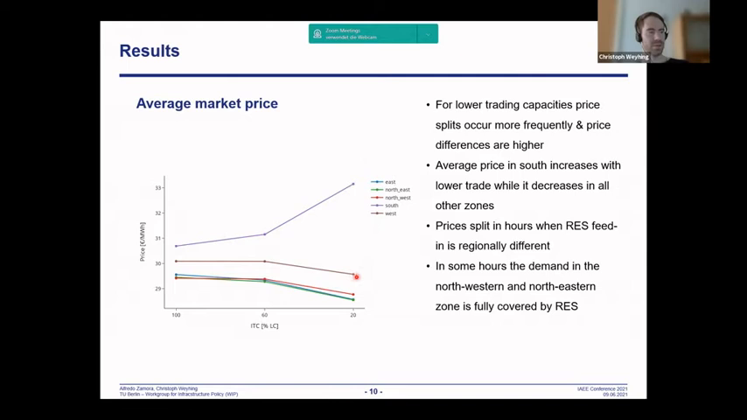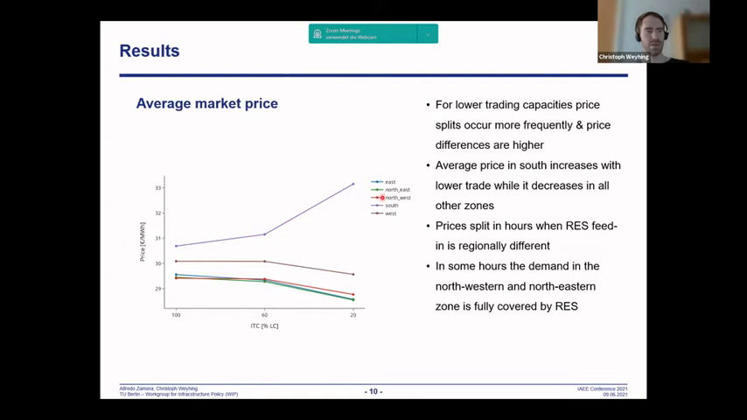And four of the five zones have decreasing prices with less exchange between the zones, but the south sees higher prices. And the reason is that prices split in hours when renewable feed-in is regionally different. In the south, we have mostly PV power installed and only a few wind power plants and a lot of demand. And most of the wind generation is in the north and east. So if there's high wind generation in north and east in Germany, the south is demanding this wind energy. But if the exchange capacity is low, not all of the cheap renewable energy can be transported there. So prices are quite high in the south.